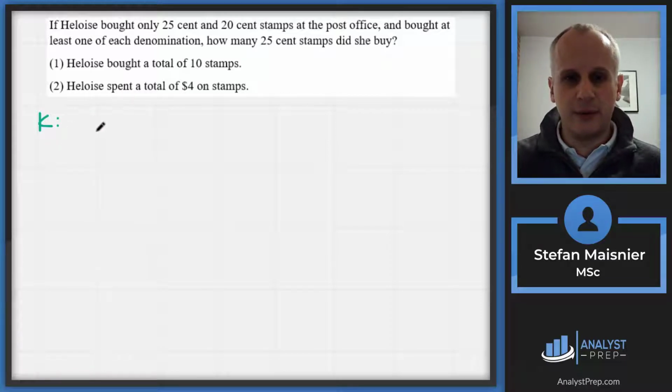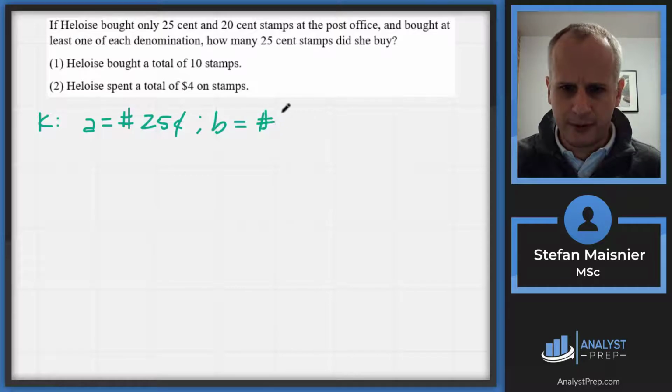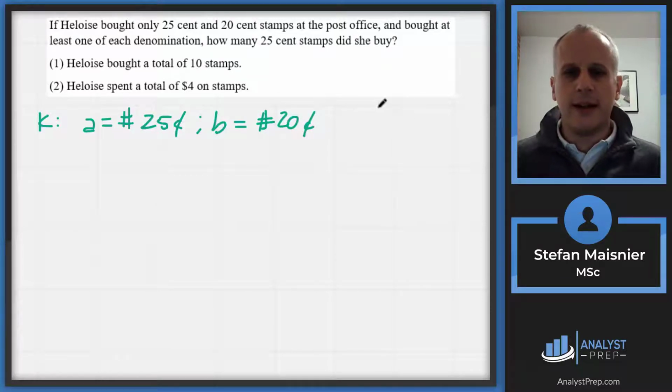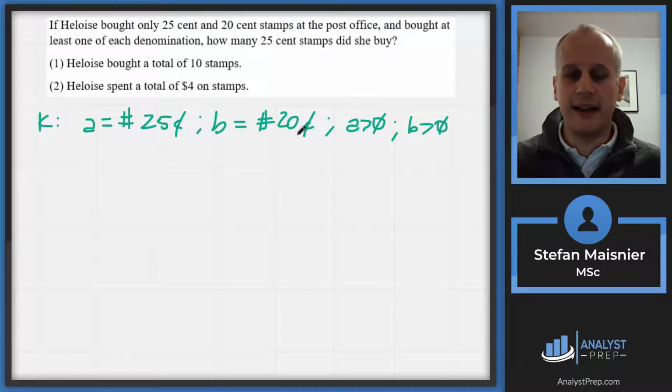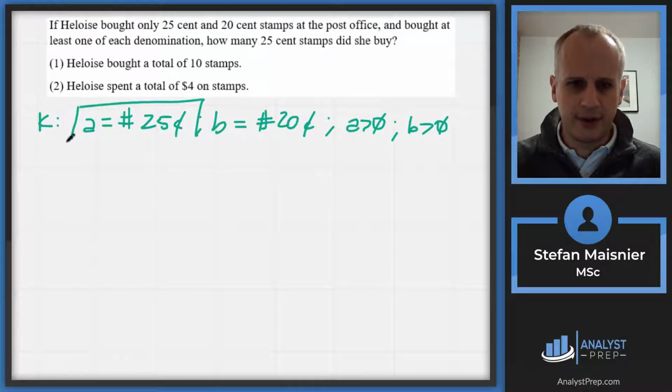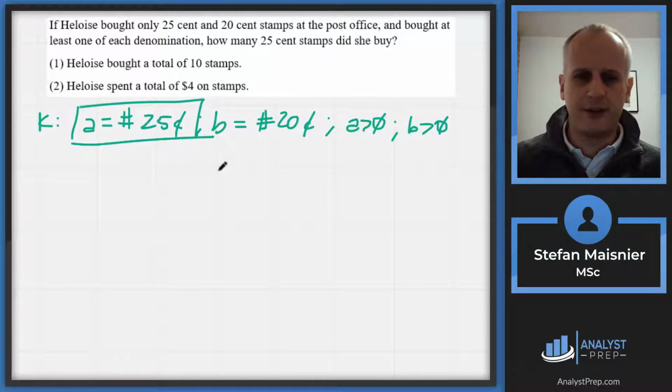So, if Eloise bought only 25-cent and 20-cent stamps at the post office, well, let's first just define the number of 25-cent and 20-cent stamps as A is equal to the number of 25-cent stamps. And we'll say that B is equal to the number of 20-cent stamps. We also know that she bought at least one of each denomination, so that means that A is greater than 0, B is greater than 0. And then we're being asked ultimately, what is the number of 25-cent stamps that she bought? And we just box that off to make sure we don't lose sight of what we're being asked to solve for.